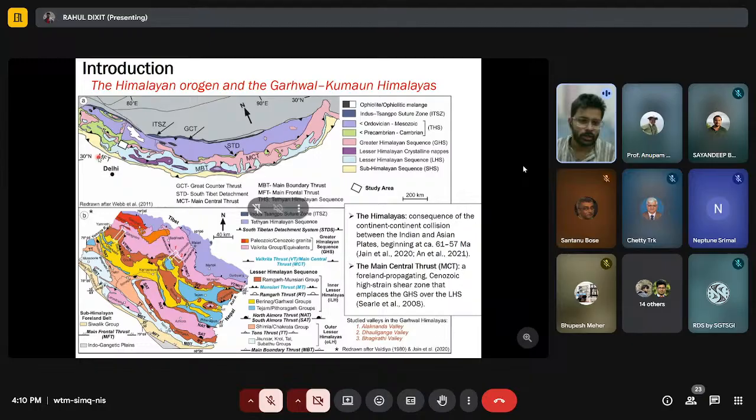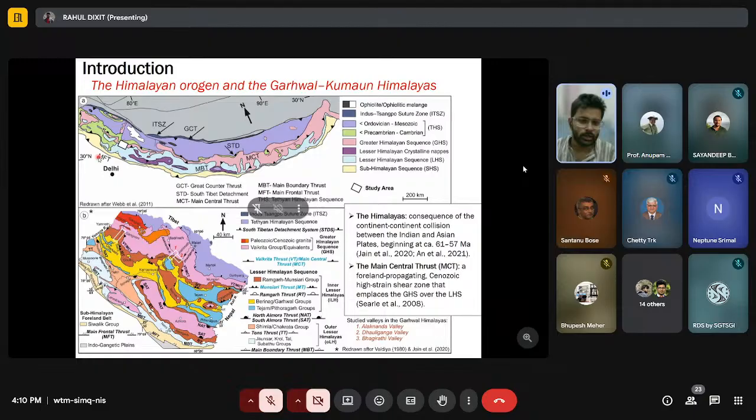Here in the Garhwal Kumaon Himalaya, starting from the south, again we have the same set of fault systems which divide the entire Garhwal Kumaon region into several lithostratigraphic units. Starting from the south, we have the Main Frontal Thrust, then the Main Boundary Thrust, and north of the Main Boundary Thrust, we have the Lesser Himalayan units. This Lesser Himalayan sequence within the Garhwal Kumaon Himalaya is divided into two parts.